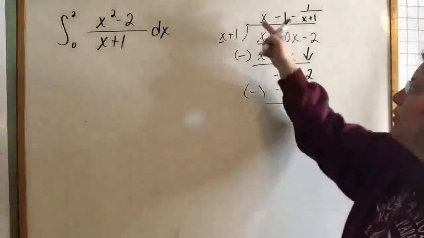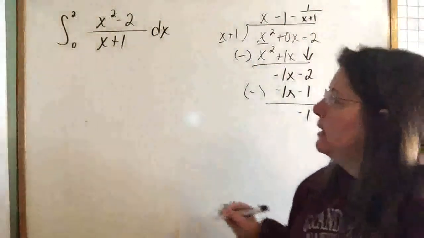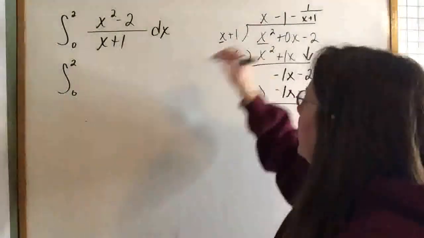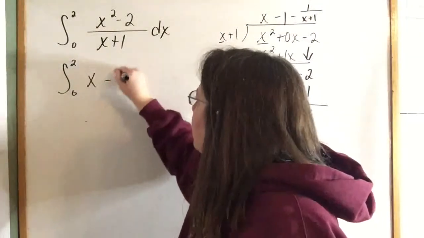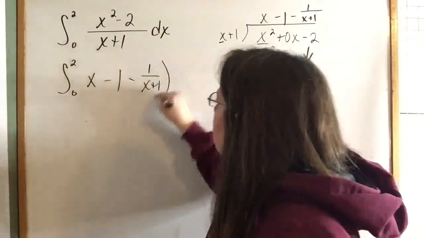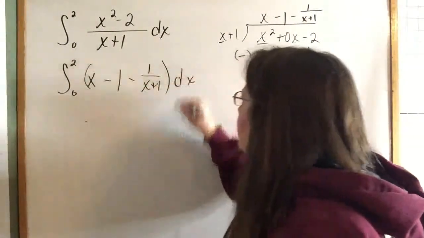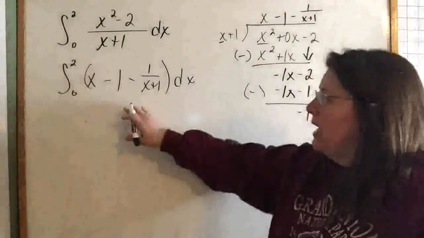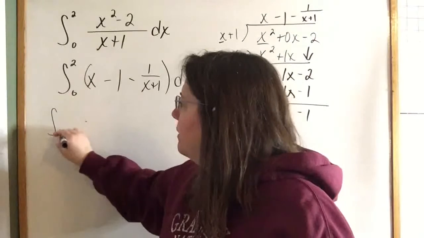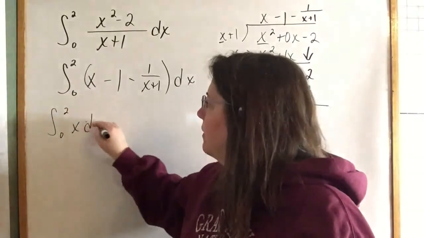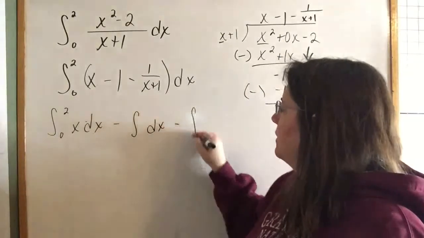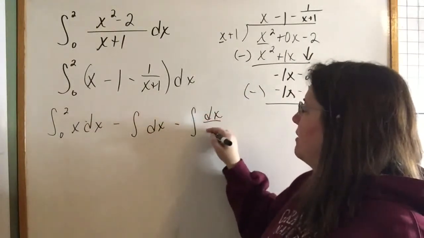So this one has 3 terms in its rewrite. So I'm going to go back over here. I'm going to rewrite it as x minus 1 over x plus 1 dx. Then I'm going to rewrite that as 3 separate integrals. The integral from 0 to 2 of x dx minus the integral of dx minus the integral of, I'll say that's dx over x plus 1.